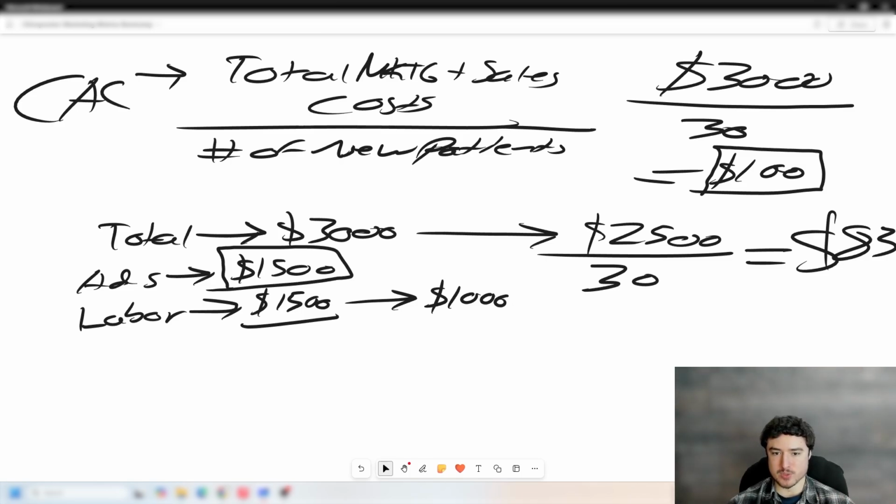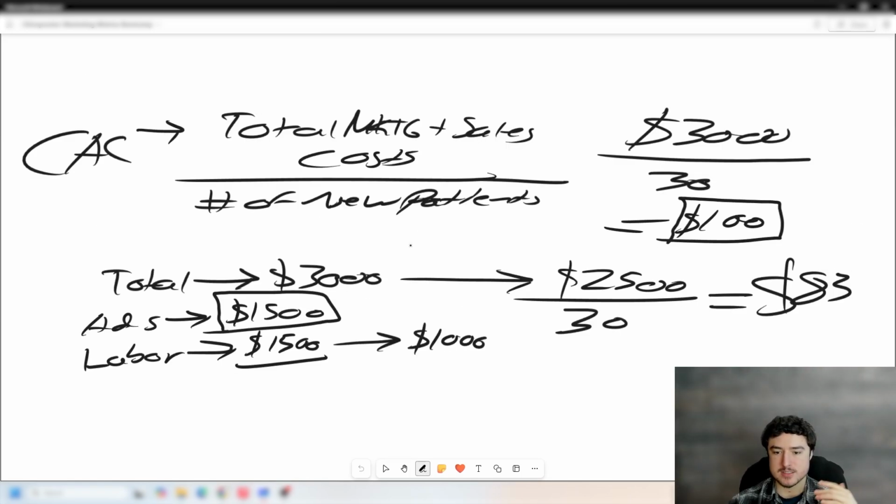So again, this is the kind of stuff we're looking at. Another thing that cost to acquire a customer does is give us a very clear input into how much money it takes to get a new patient. In this case, we can see that it takes $100 on average of ad spend to get a new patient. And so later we can take this info and use it to see if our advertising is profitable.